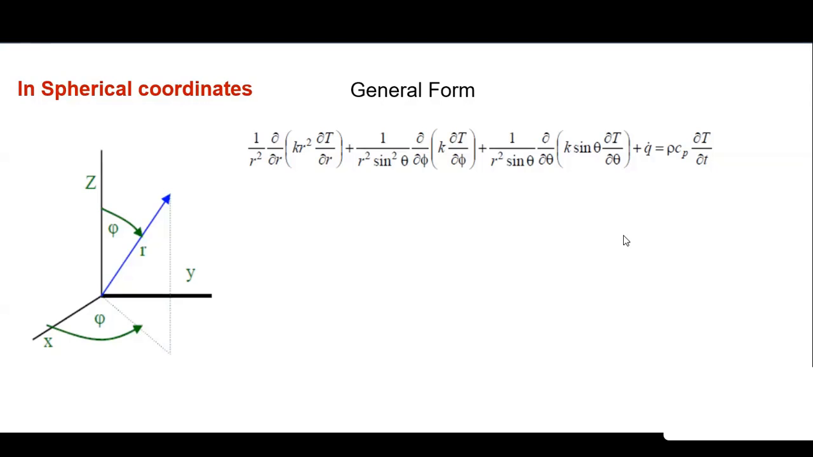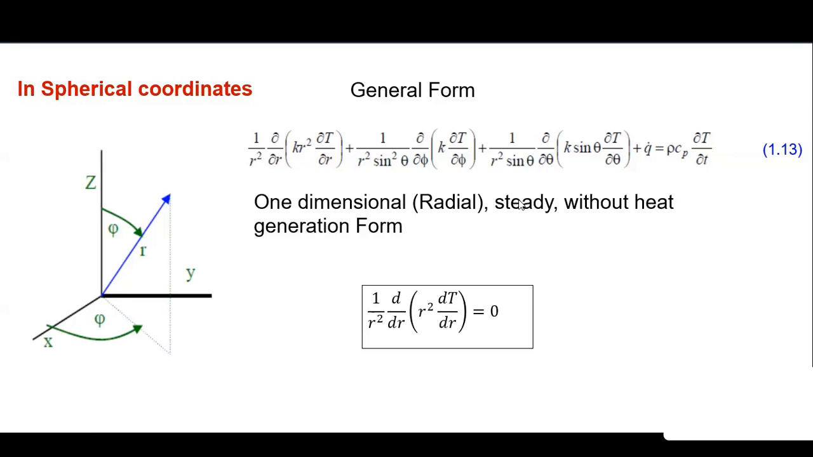So if you reduce it to one dimensional conduction without heat generation, with constant thermal conductivity, under steady conditions, the equation will be reduced to this form: 1 upon r square, d upon dr, of r square dT upon dr, is equal to 0. You might have noticed that in the cylindrical coordinate system we have got the same equation, only instead of r square it was r. So that is the difference in the one dimensional form of the steady conduction equation in the spherical and cylindrical coordinate systems.